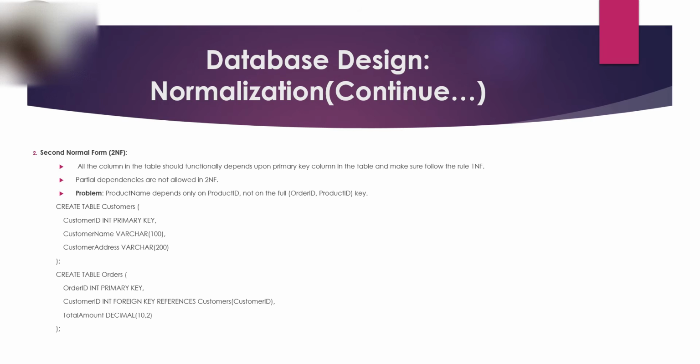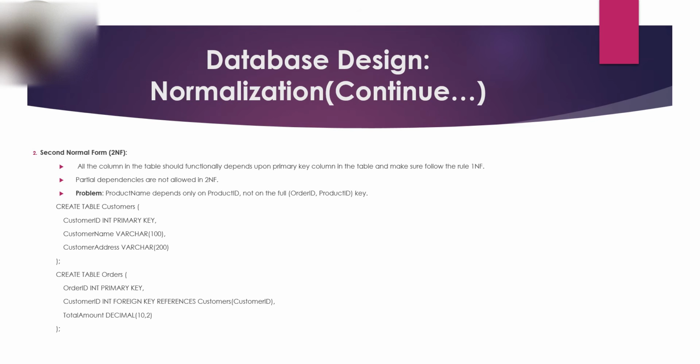Now come to the second normal form. In the second normal form, all the columns in the table should functionally depend upon the primary key, and make sure it follows the rule of first normal form. Partial dependencies are not allowed in second normal form. So here the problem is that product name depends on the product ID, not on the full key, that is order ID and product ID.